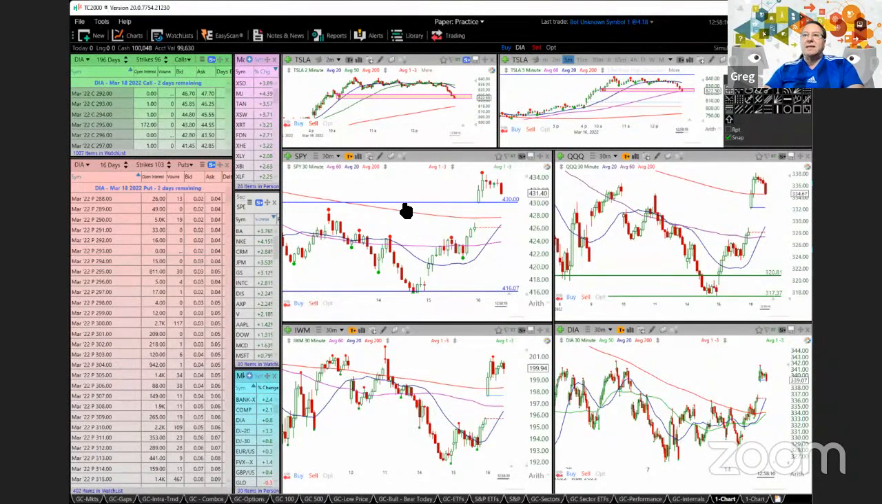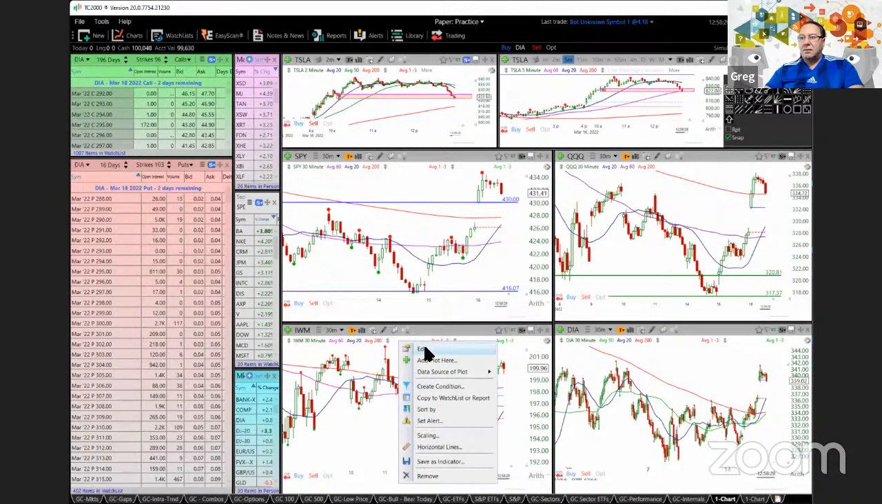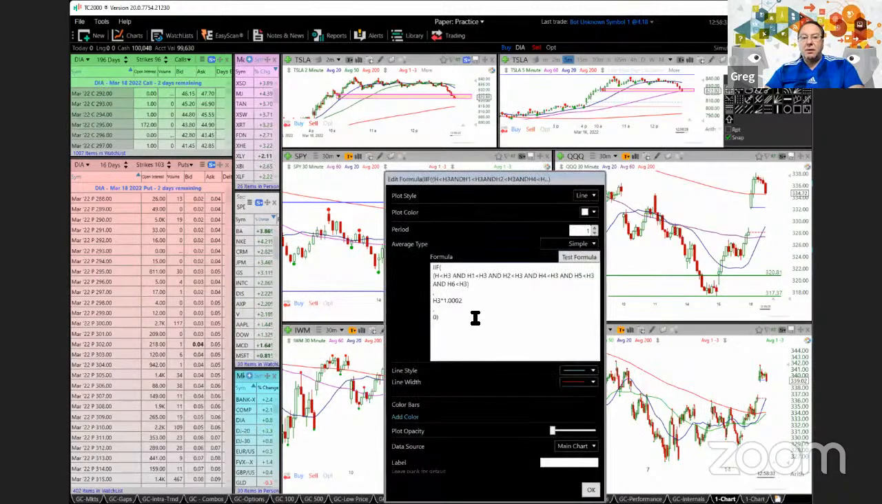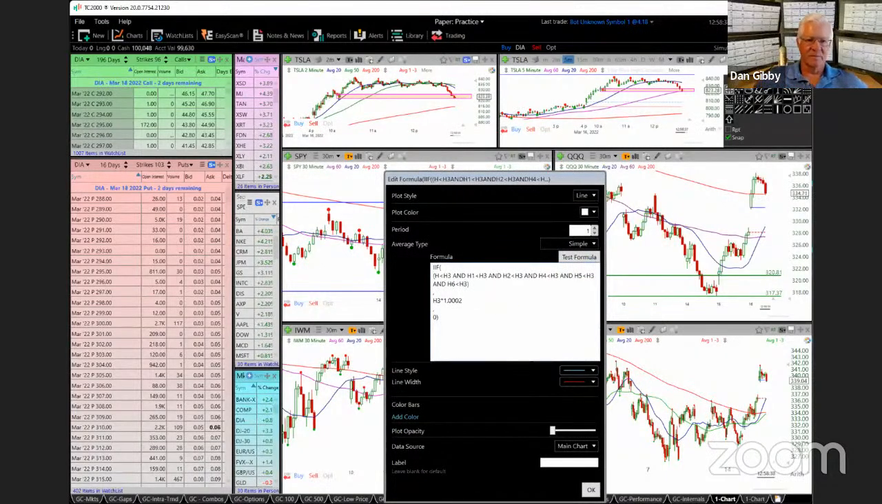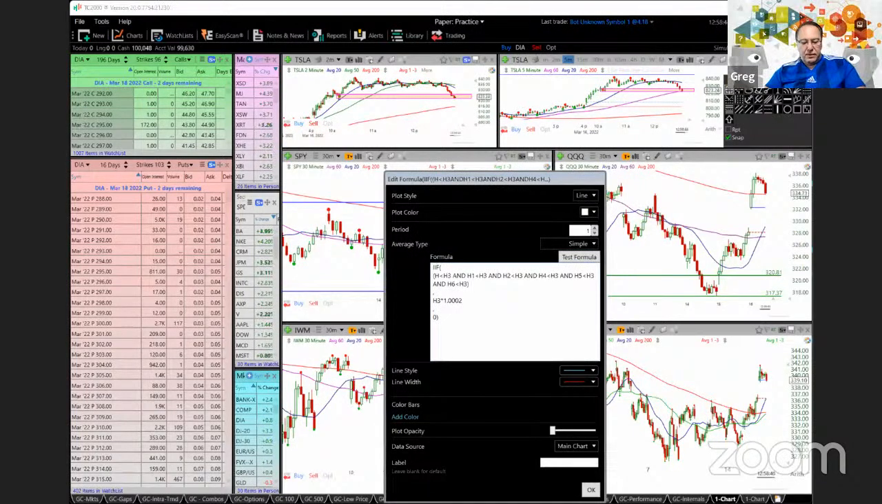And so in TC2000, we have a little code in there. If you buy the course to become a member in the green room, we'll share it with you for free. Happy to share this little pivot thing that you can see right here. This is the code. It's not proprietary. For those who want to program it themselves.